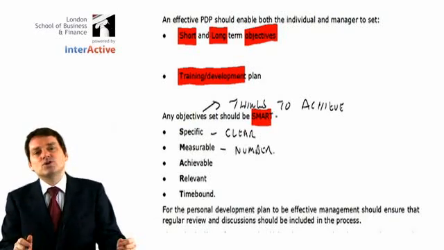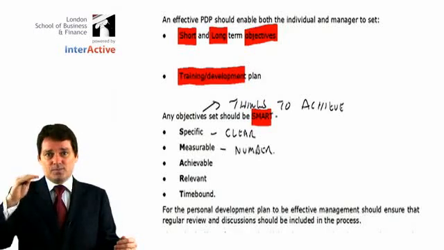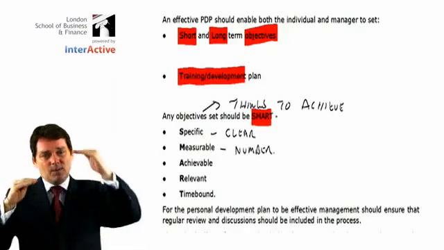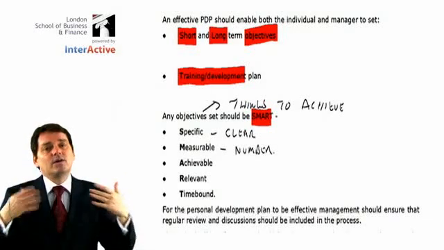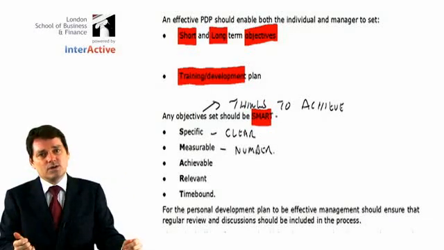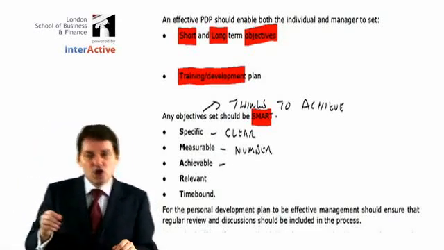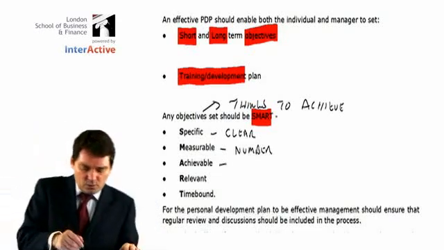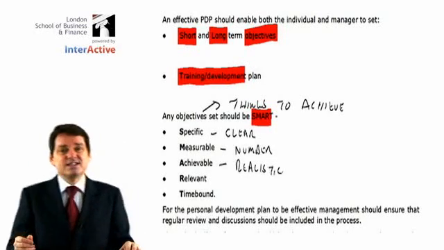If my boss comes along to me and says, David, this is your pass rate for students at the moment, and we want it to go up to this particular number, now I have a number, and I can work out whether I've achieved my target or not. So, measurable. It should be achievable. In other words, it should be realistic.